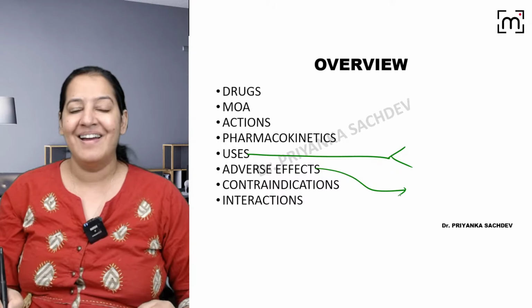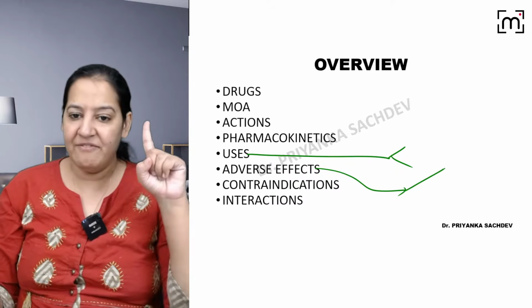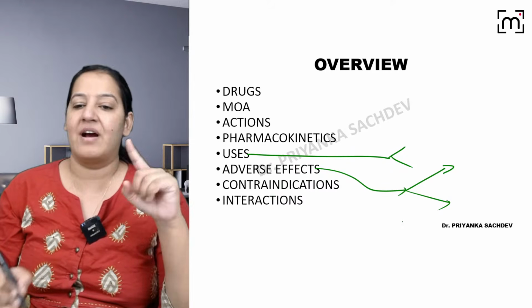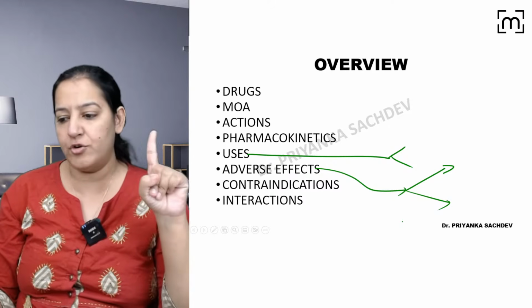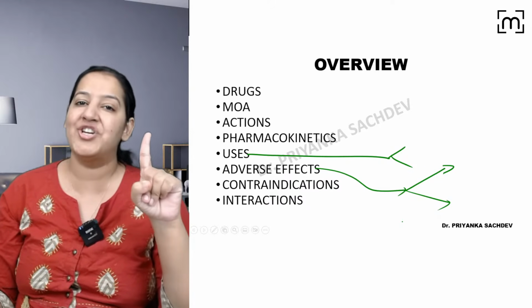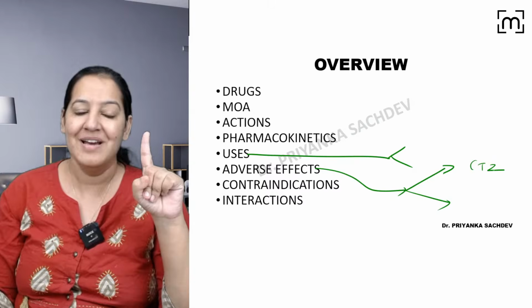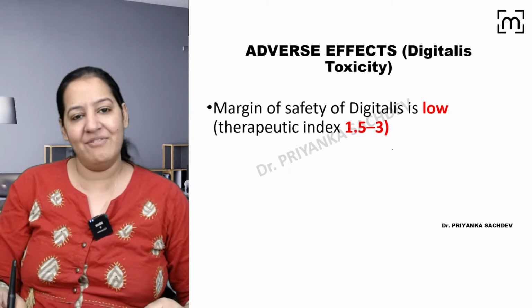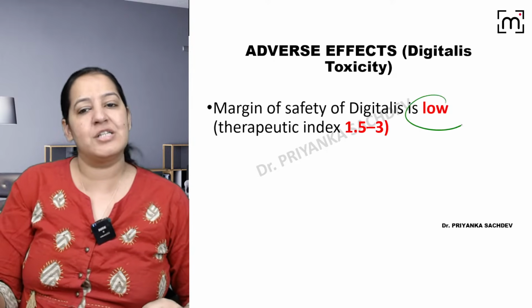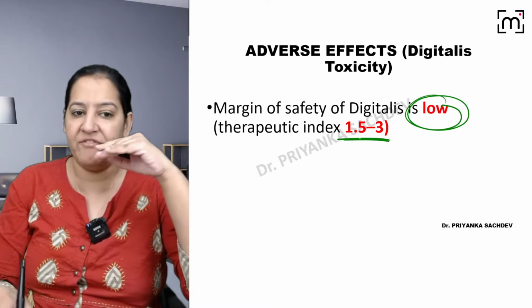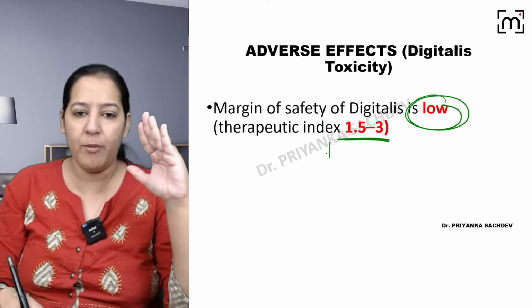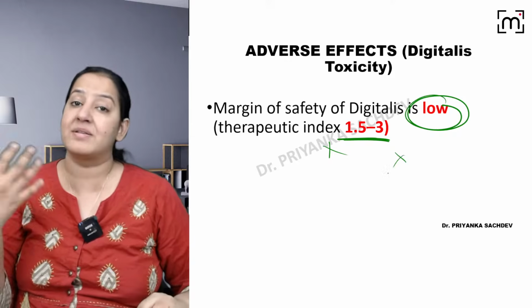Adverse effect. Tell me one extracardiac adverse effect and one cardiac. In extracardiac, I have already taught you one adverse effect, nausea and vomiting due to CTZ stimulation. So extracardiac and cardiac adverse effects. The safety margin of Digitalis is very low. The safe margin is 1.5 to 3, the therapeutic range. Below 1.5 it will not work, and above 3 it will cause the side effects.